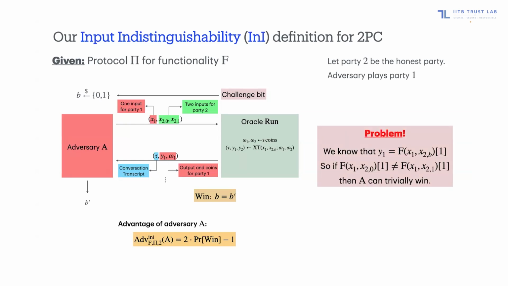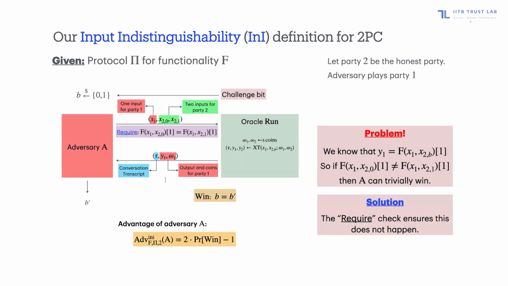If we leave this definition as is, as I mentioned before, there is a problem: there is a trivial win for the adversary, because the Y1, which is the output for the dishonest party, can be different for the two pairs of inputs that the run oracle can use. The two pairs of inputs being X1, X20 and X1, X21. So we have a requirement that ensures that Y1 would be the same for both these pairs of inputs, and we get our final definition.